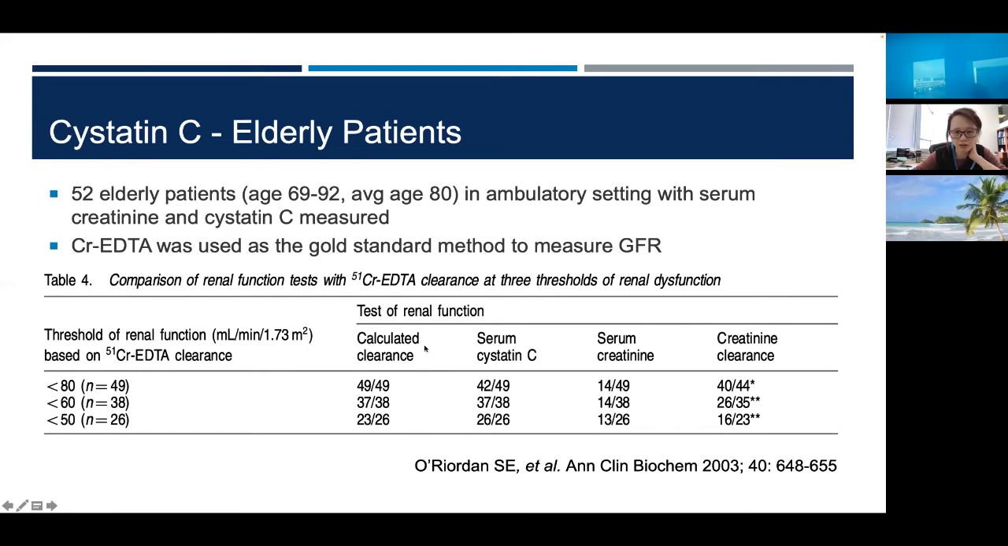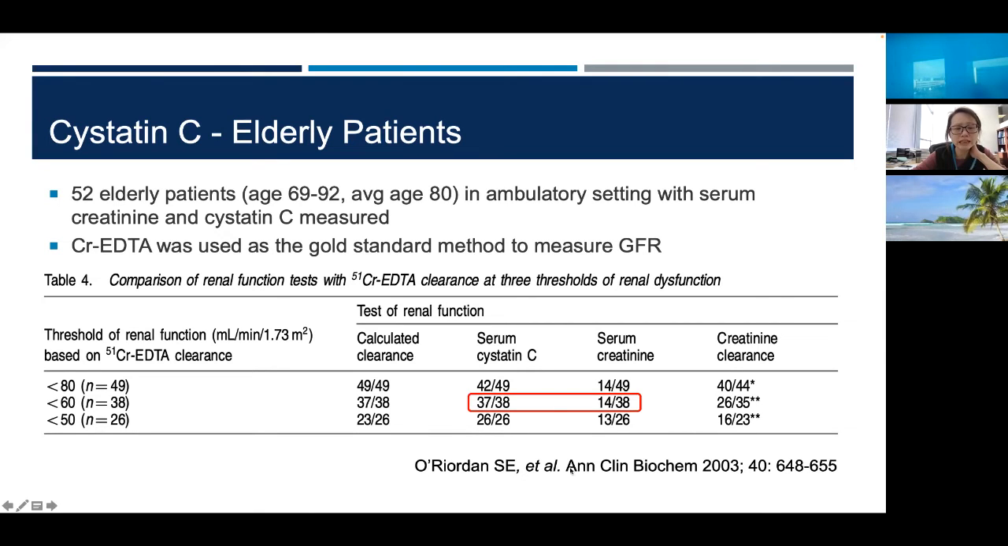The calculated clearance is based off of the Cockcroft-Gault equation, along with serum cystatin C, serum creatinine, and creatinine clearance, which is a 24-hour urinary creatinine clearance. They defined renal dysfunction as a measured GFR of less than 80 milliliters per minute per 1.73 meters squared. Out of the 52 patients, 49 had a GFR less than 80, 38 had less than 60, and 26 had less than 50.